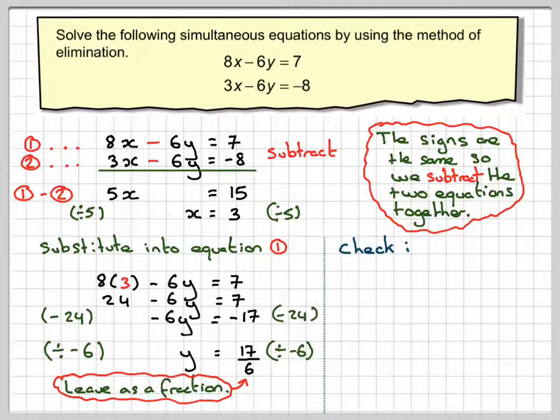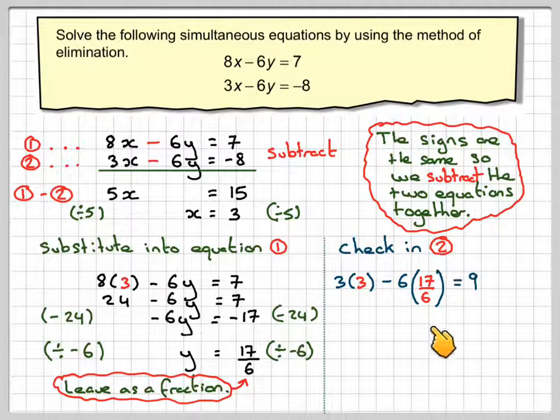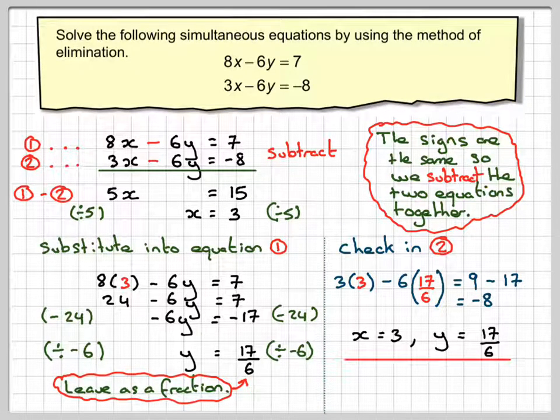And then we will check in equation 2, which is this one. So we've got 3 times 3 minus 6 times 17 over 6. 3 3s are 9. And then minus 6 over 17 times 17 over 6 gives me just minus 17. And 9 minus 17 gives me minus 8. So we did get agreement. Therefore, the answer is x is equal to 3, y is equal to 17 over 6.